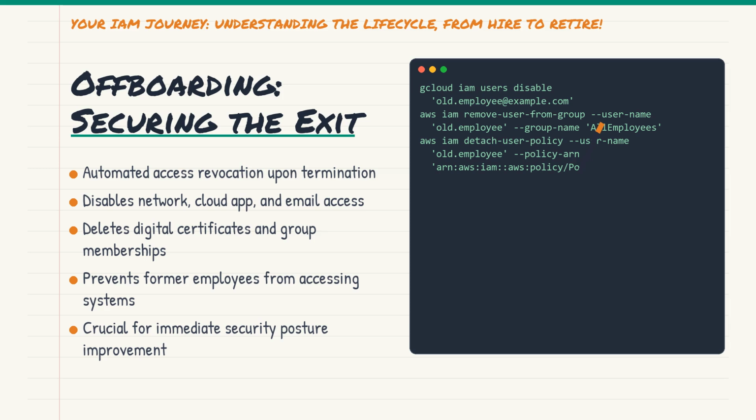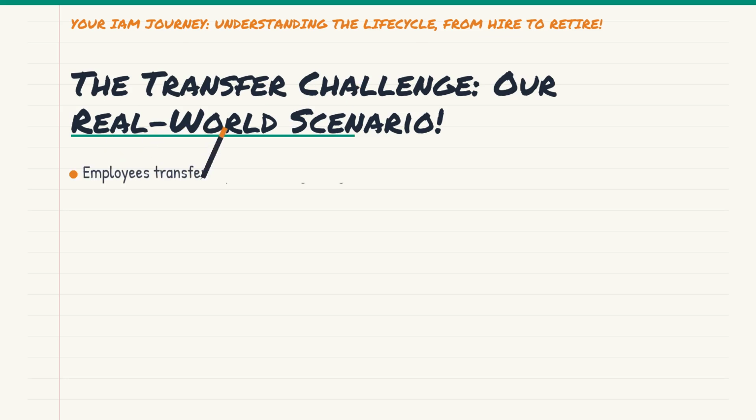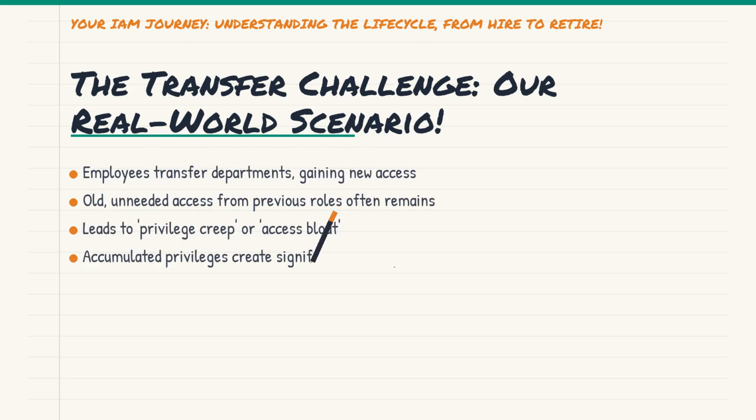It disables their network account, revokes access to all cloud applications, removes them from email distribution lists, and deletes their digital certificates. This immediate and comprehensive removal of access closes potential security gaps right away. It's like changing all the locks and collecting all the key cards the moment someone walks out the door for good.